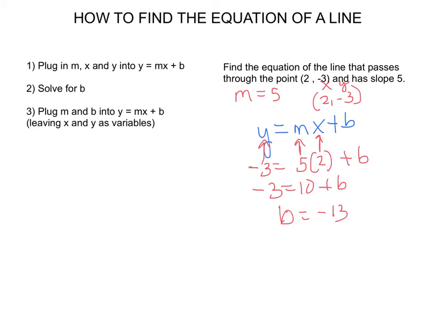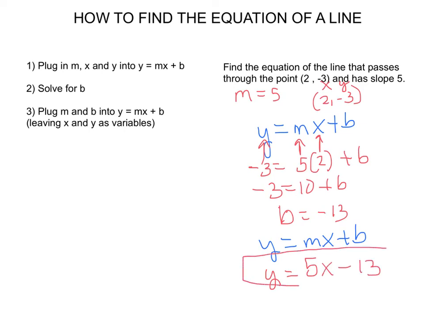Great. Now we once again go back to our y equals mx plus b, and we plug in our m, so y is equal to 5x, and we plug in our b, which is negative 13, and that is the equation of our line. Y is equal to 5x minus 13.